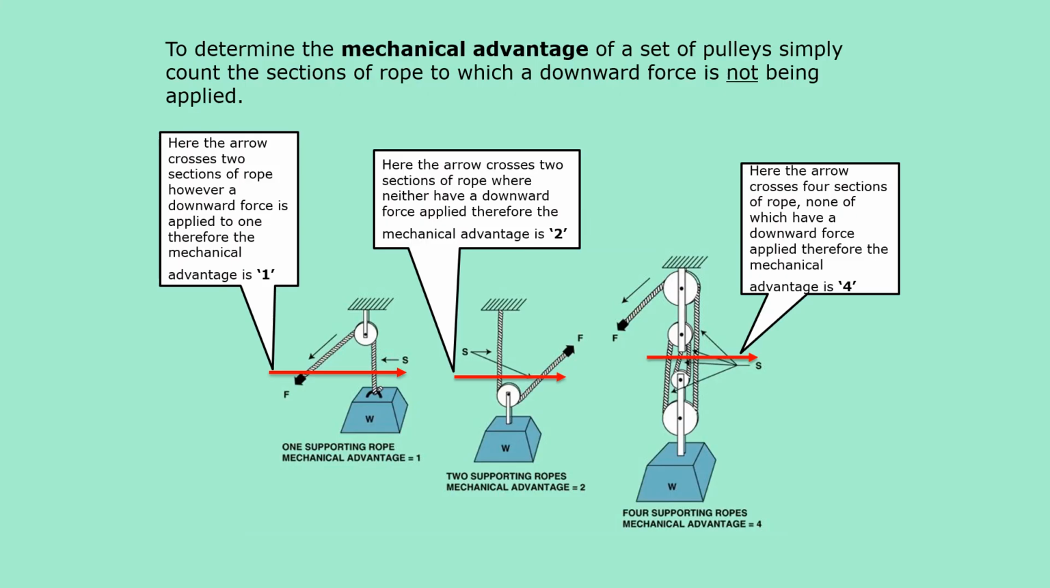To determine the mechanical advantage of a set of pulleys, simply count the sections of rope to which a downward force is not being applied. On the picture here to the left, the arrow crosses 2 sections of rope. However, a downward force is applied to one, therefore the mechanical advantage is 1. In the middle picture, the arrow here crosses 2 sections of rope where neither have a downward force applied, therefore the mechanical advantage is 2. In the picture to the right, the arrow crosses 4 sections of rope, none of which have a downward force applied, therefore the mechanical advantage is 4.